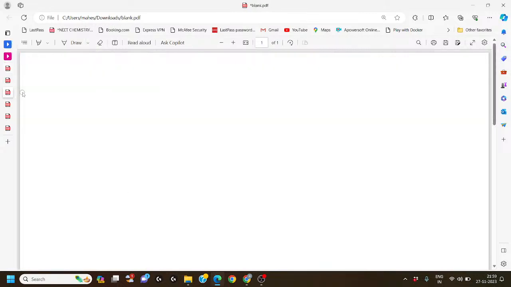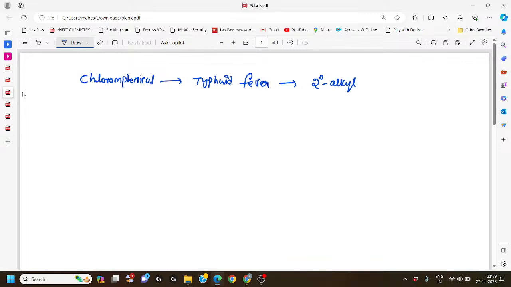The conclusion: now let us try to understand what you learned in the introduction. The important points are chloramphenicol, which is used for the treatment of typhoid fever. The alkyl group present is a secondary alkyl group. The next one is chloroquine, which is used for malaria, and here aryl chloride is present. And the next one is halothane.